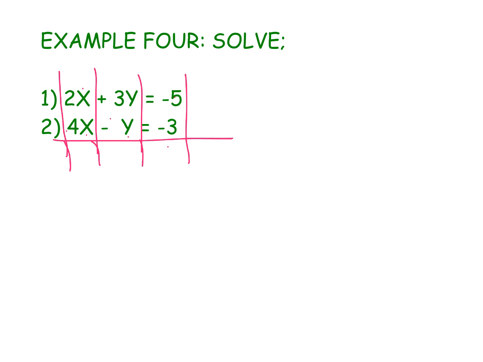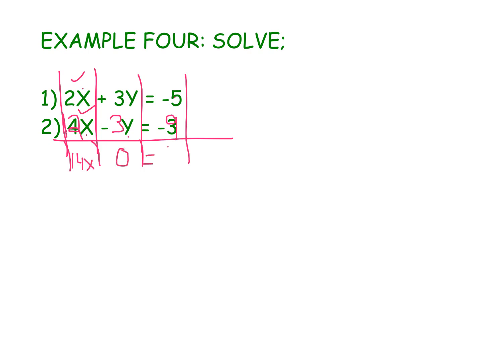If only this was minus 3y instead of minus y. But that means I'm multiplying the y term by 3. So now I have to multiply all the other terms in that line by 3. So instead of 4x, I'm going to have 12x. And instead of minus 3, I'm going to have minus 9. So now we're ready to add them up. I've got 2x plus 12x, that's 14x. These guys are the column that makes 0.